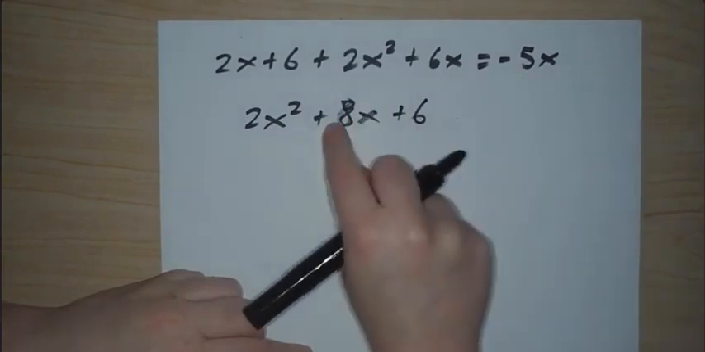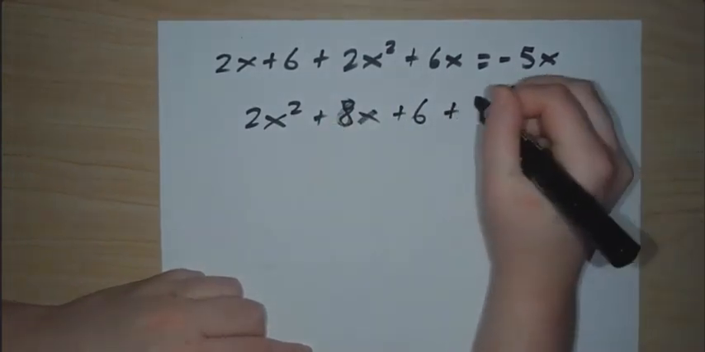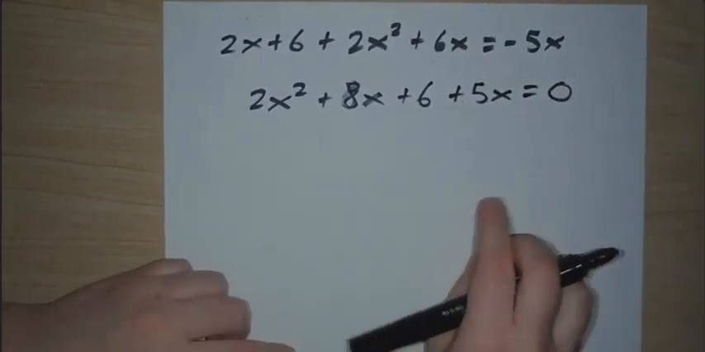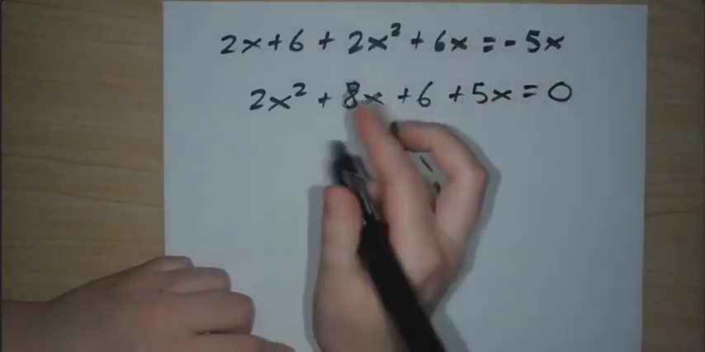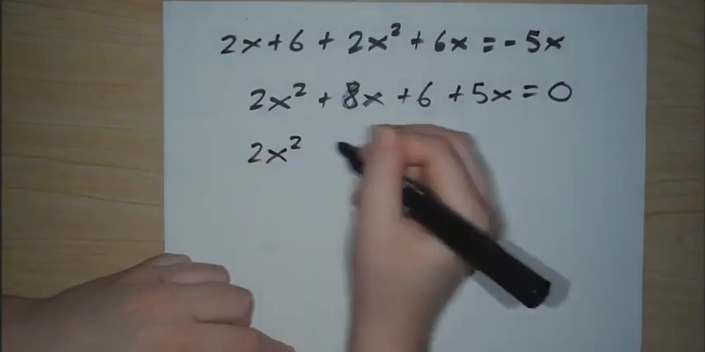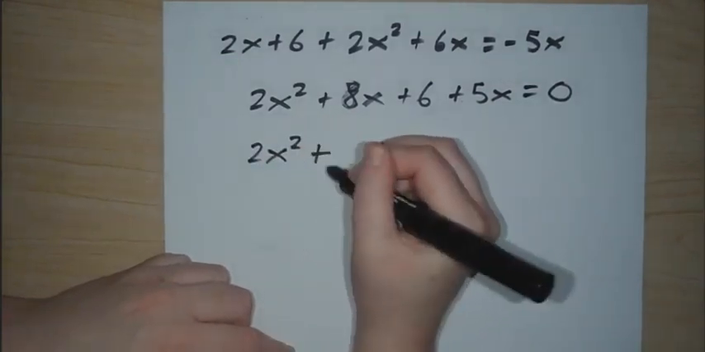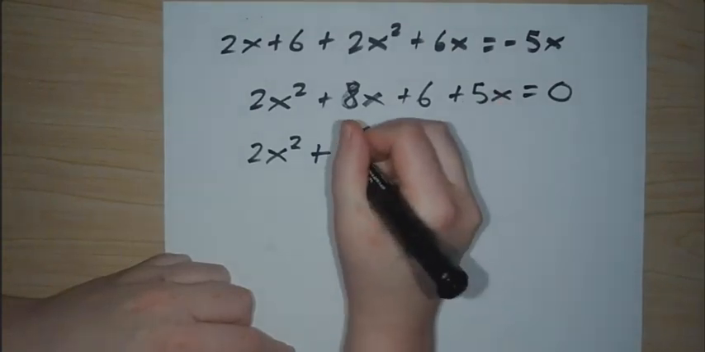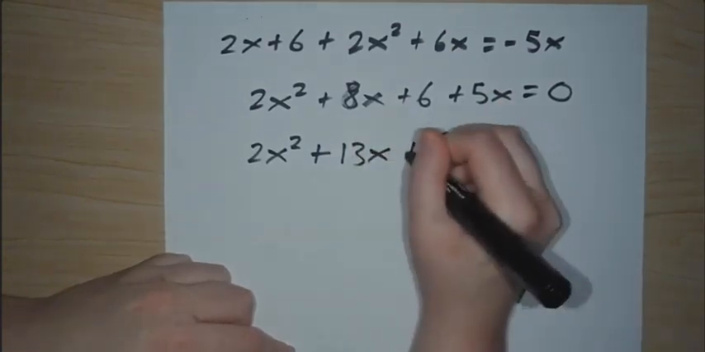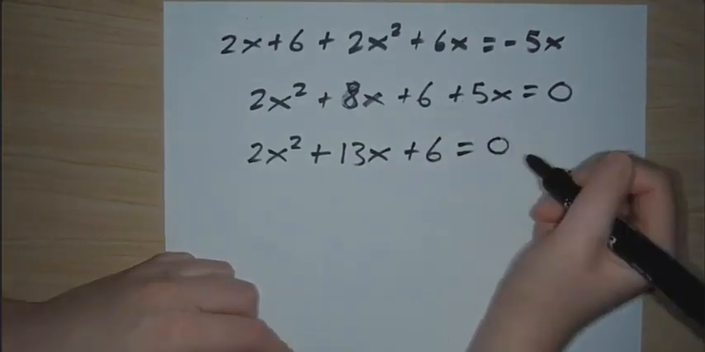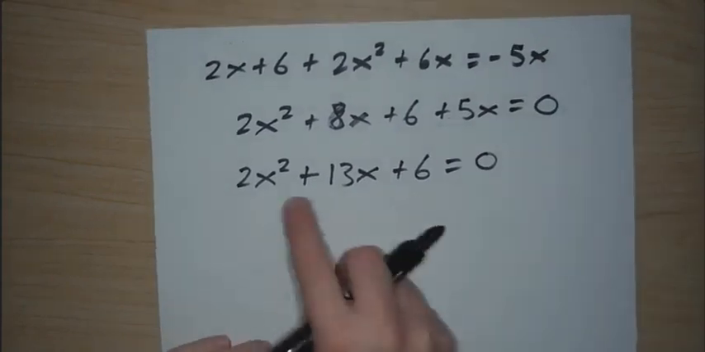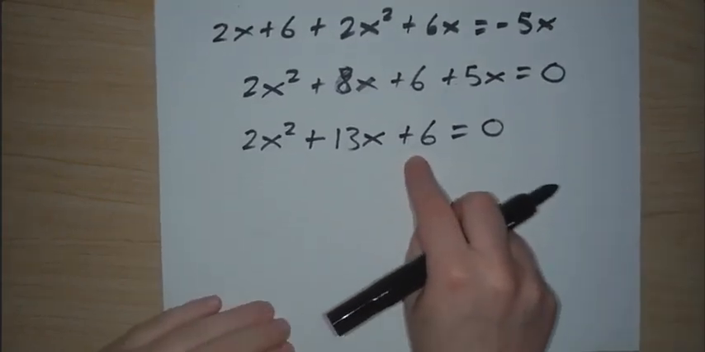We're going to add this 5 to this side. So we're going to do plus 5x equal to 0. And now we can add this term and this term. So you have 2x squared plus 8 plus 5 is 13x plus 6 is equal to 0. And now we're going to factor this polynomial.